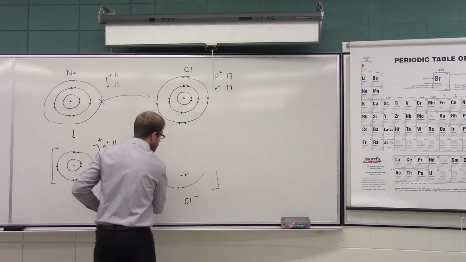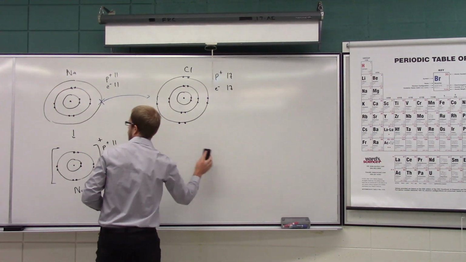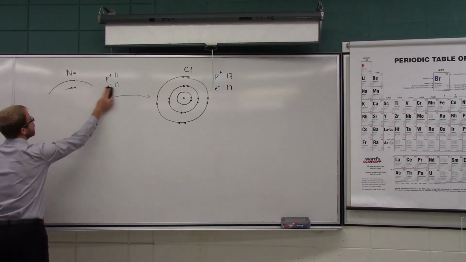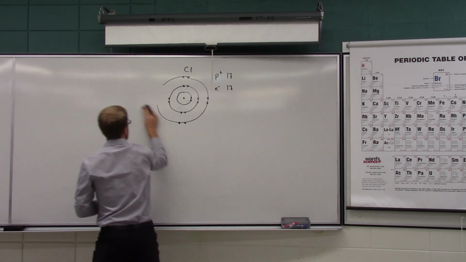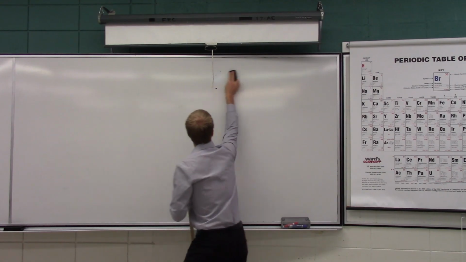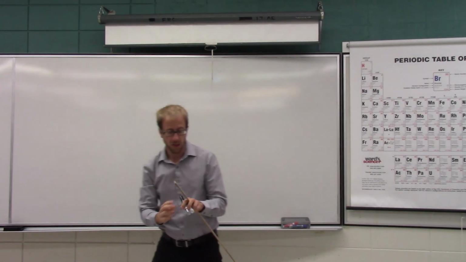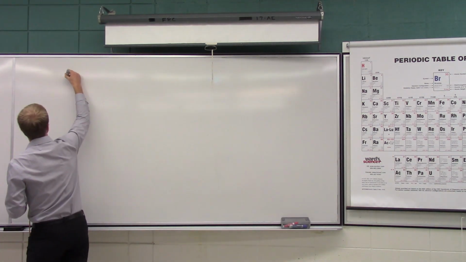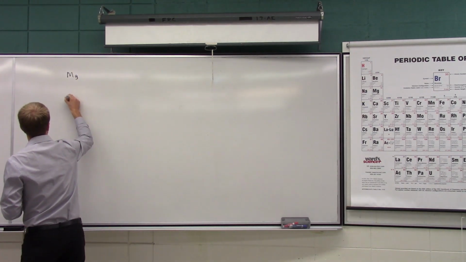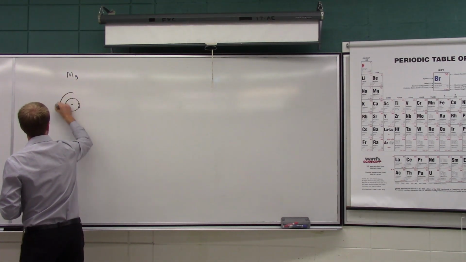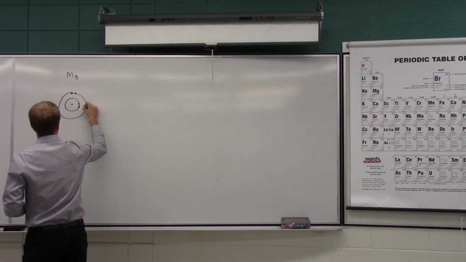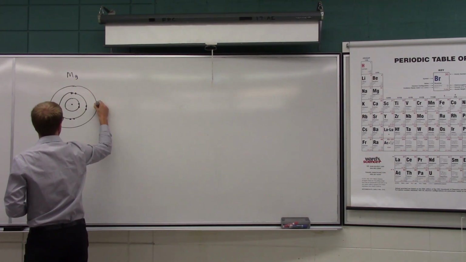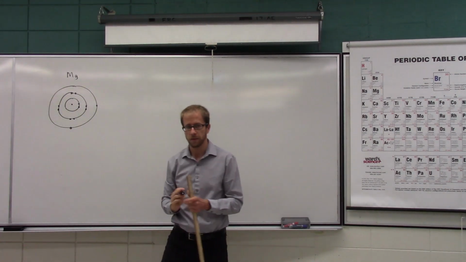So if we look at magnesium, how many valence electrons does magnesium have? How many? 2. Yes, it has 2. What does it want to do? Lose 2. It wants to lose those 2 electrons. So if we look at magnesium here, how many electrons in total does it have? 12. Has 12 electrons in total. And it really wants to lose those 2 valence electrons.